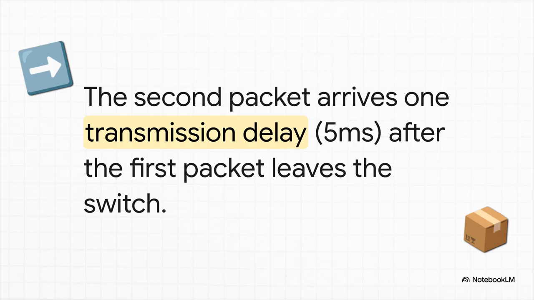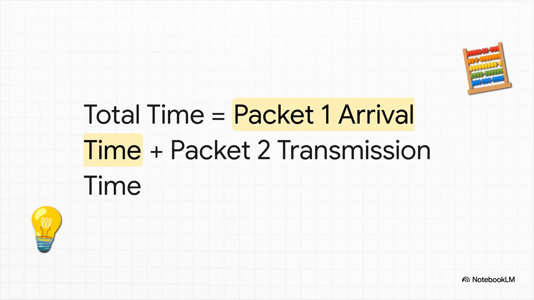And this little overlap reveals a really cool shortcut. Because these packets are sent back to back, the second packet is essentially just trailing the first one. It's going to arrive at the final destination exactly one transmission delay after the first one does. All that other travel and processing time is already accounted for in that first packet's journey. So this makes our final calculation way simpler.